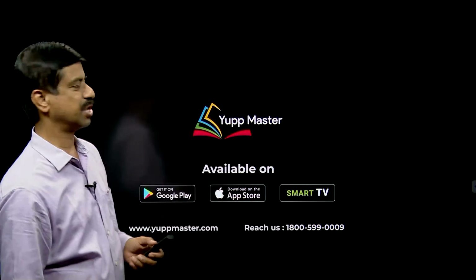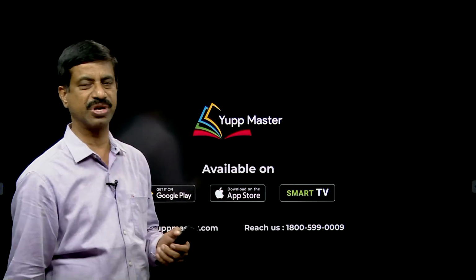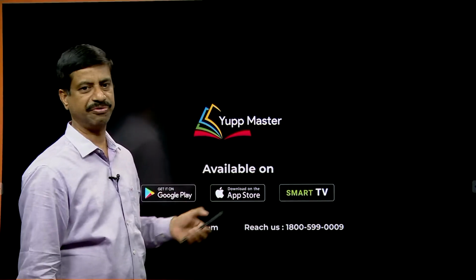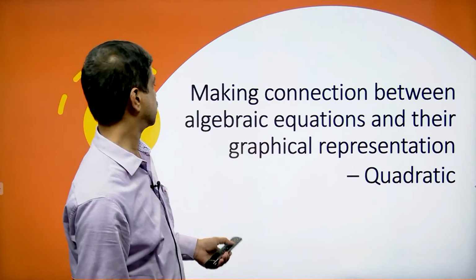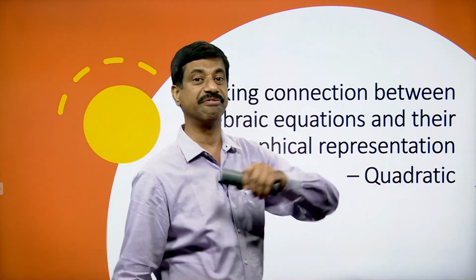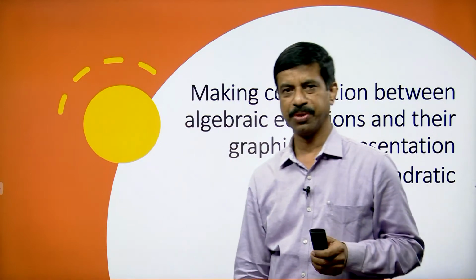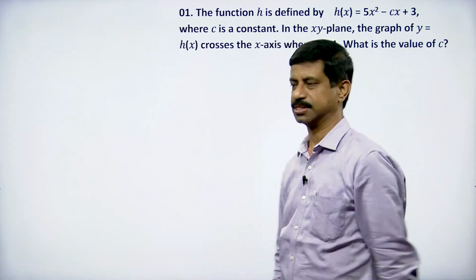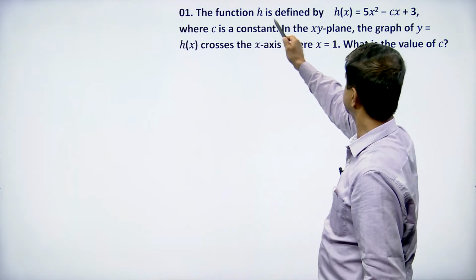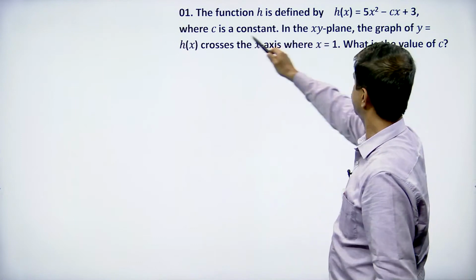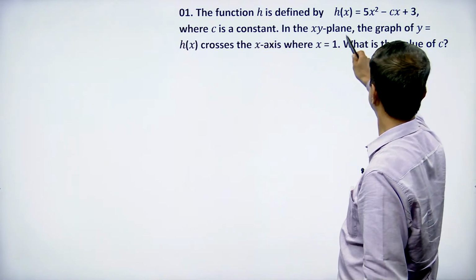So anyway, children, let's continue today's session of quadratic equations. We were talking about solving quadratic equations, then factorizing, then finding equivalent relations and all. So now let us see where we are supposed to move using graphs, right, children? So now look at this. The function h is defined by this, where c is a constant in the xy plane.